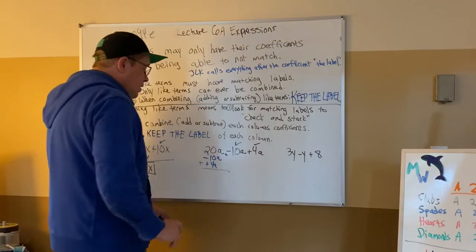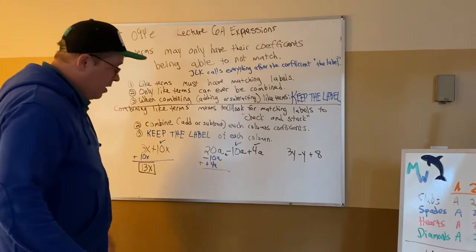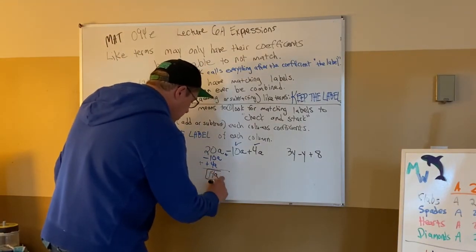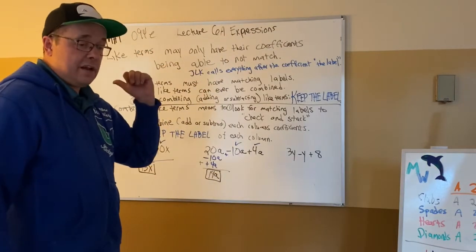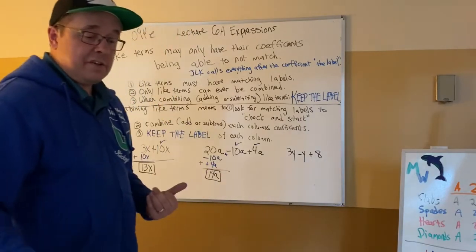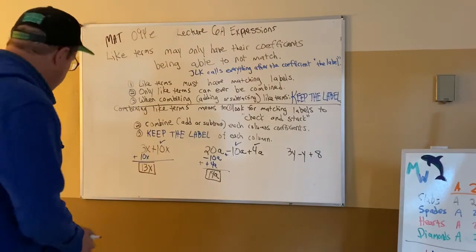20 minus 10 is 10, 10 plus 4, that gets me 14. The label is being kept as a. This is 14a, because I take 20 a's, toss away 10 of them, I now have 10 of them, they're still a's. And now I add 4 more, I've got 14, they're still a's. They didn't become a cubes for any reason. This is what combining like terms has me doing.